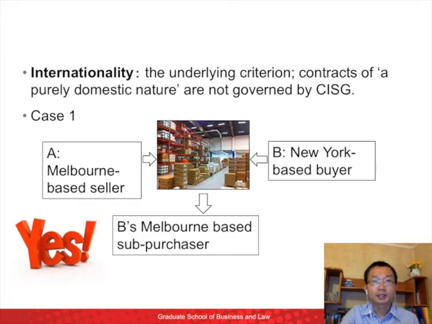Let's take an example. A contract of sale was concluded between a Melbourne-based seller and a New York-based buyer. The contract obliges the seller to deliver goods directly to a Melbourne-based sub-purchaser. It would be governed by the CISG because this is an international sale.